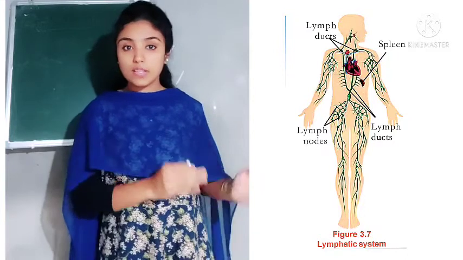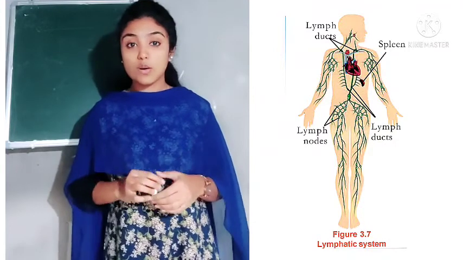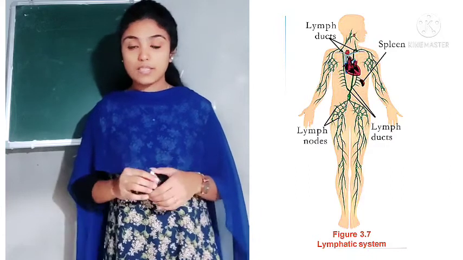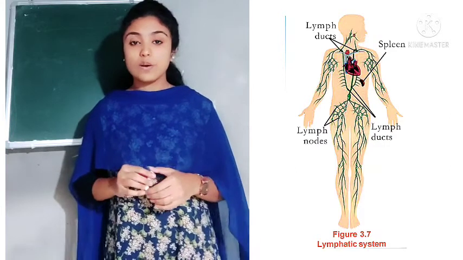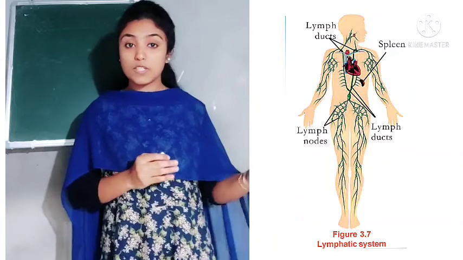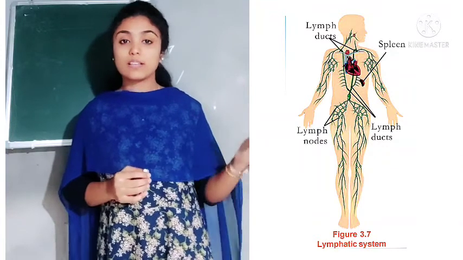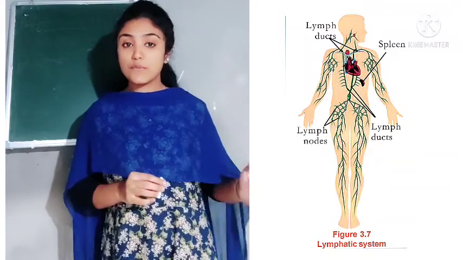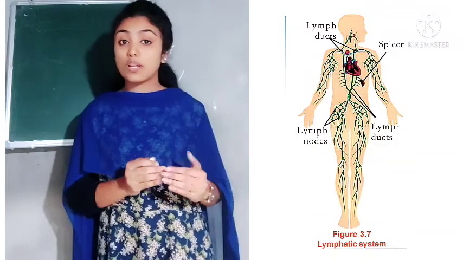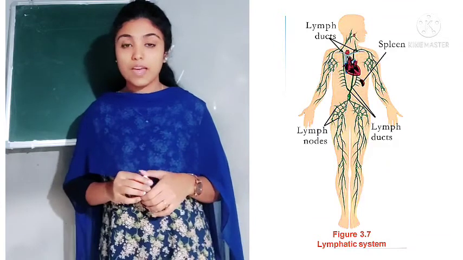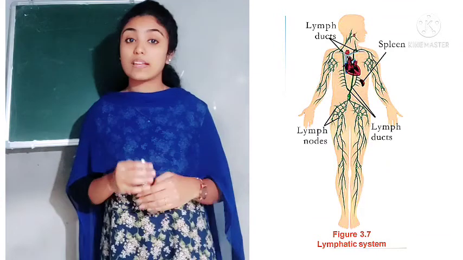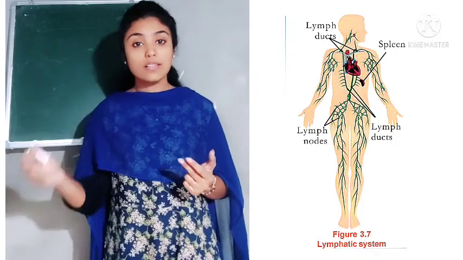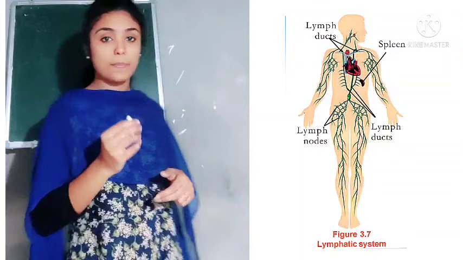So just like the circulatory system, our body also has a lymphatic system which consists of lymph ducts, lymph nodes, and spleen. In this picture you can see the lymph ducts, then lymph nodes, and also you can see the spleen. So the lymph nodes and spleen have a role in the defense mechanism, and the lymph ducts carry the nutrients, which are fatty acid and glycerol, to the cells. So let us see how it happens.